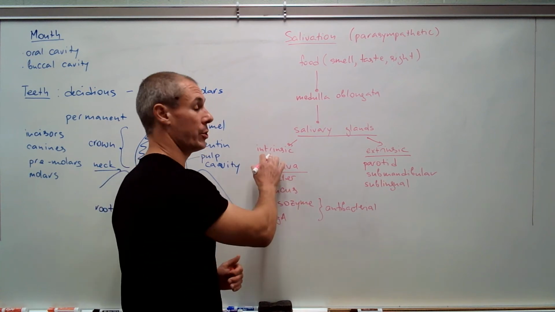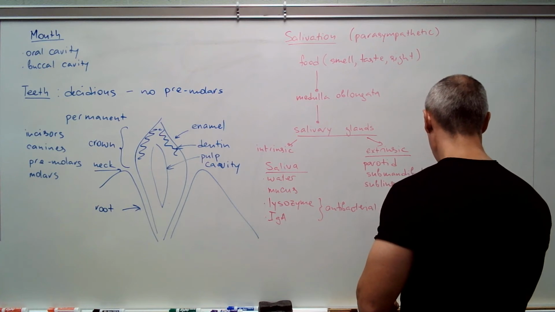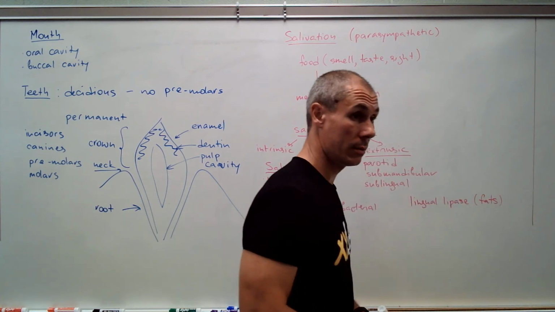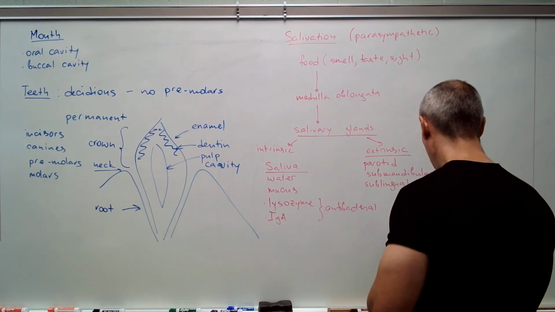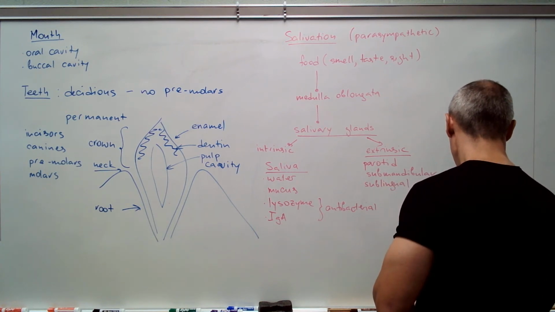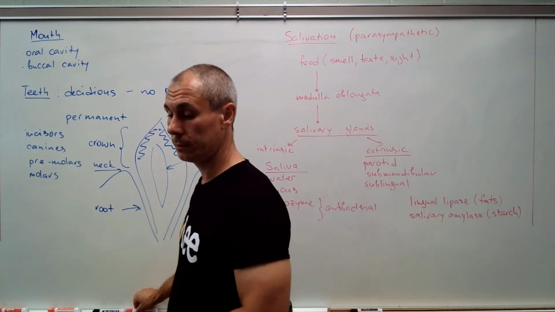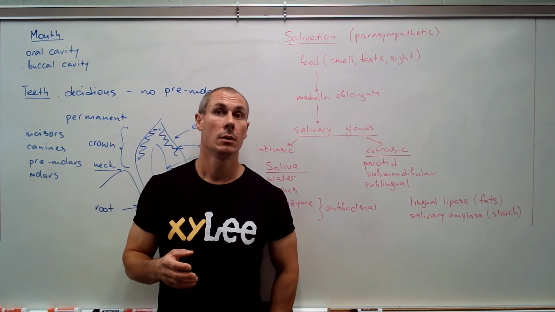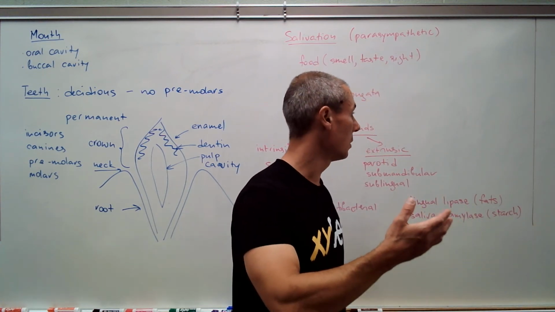But lingual lipase is produced by intrinsic. I'm not going to ask this. So lingual lipase, which is responsible for the breakdown of fats, right? And you have salivary amylase, which is responsible for the breakdown of starch. Does that make sense? So just a few observations, so to say.